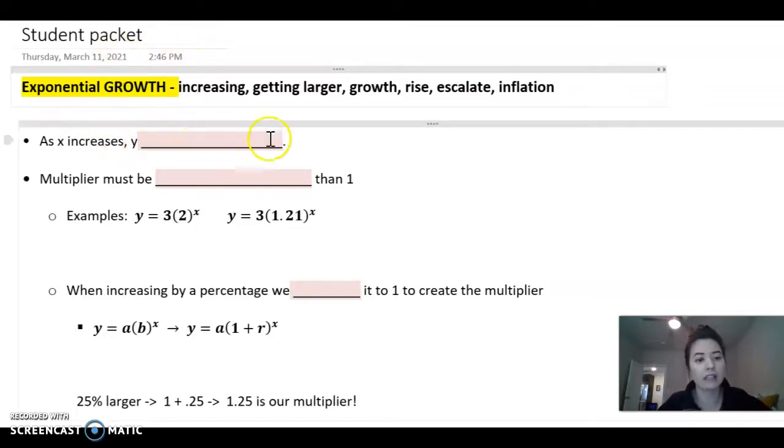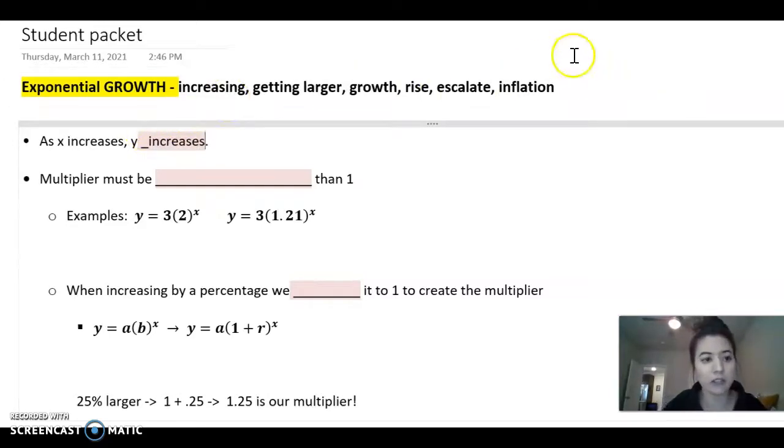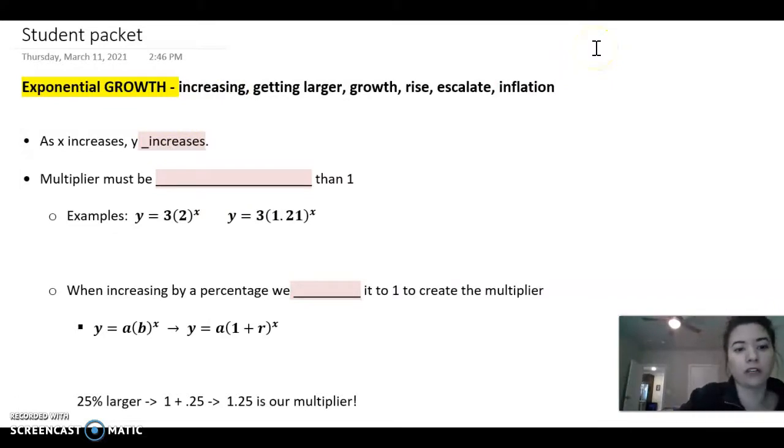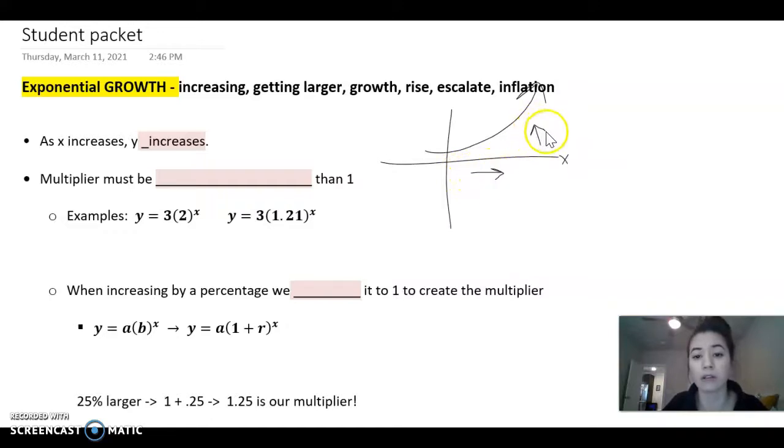As x increases for growth, that means y also is increasing. So as x increases, y increases. Let's remember that on a graph, a growth looks like this. As we're going through time, for example, my y value would also be increasing. As we move this way, my y value is also going up. So that is growth.